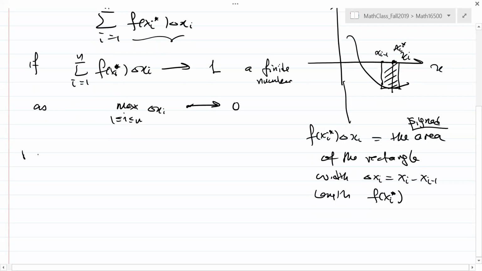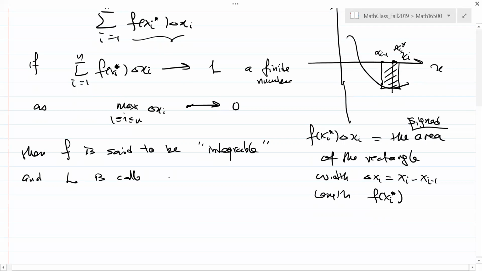then we say that f is said to be integrable, and L is called the integral of the function.